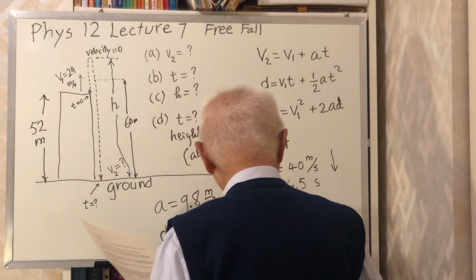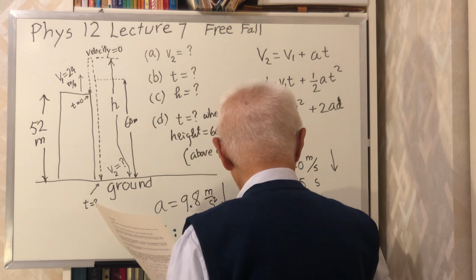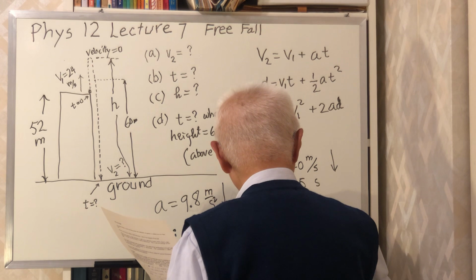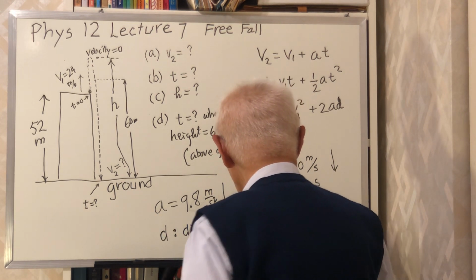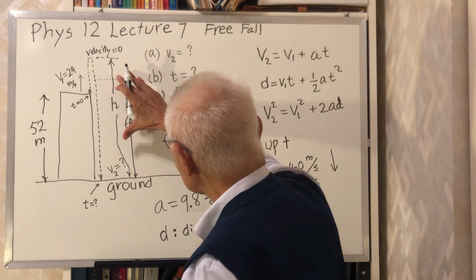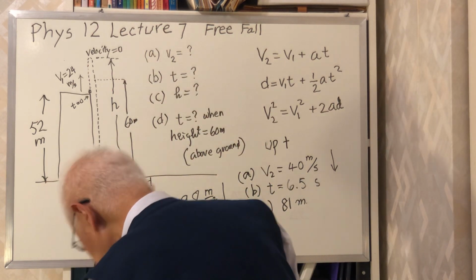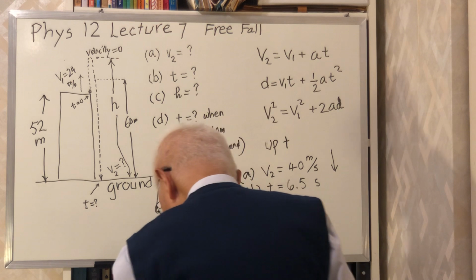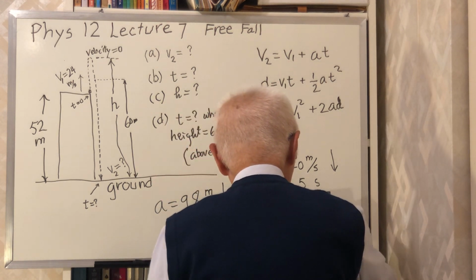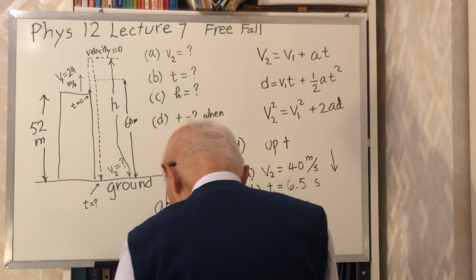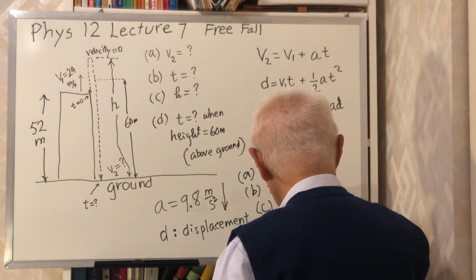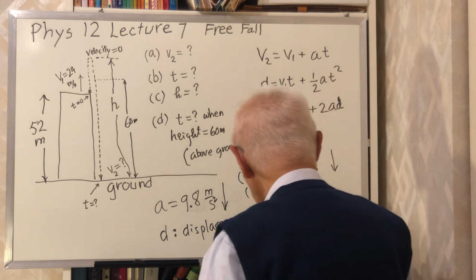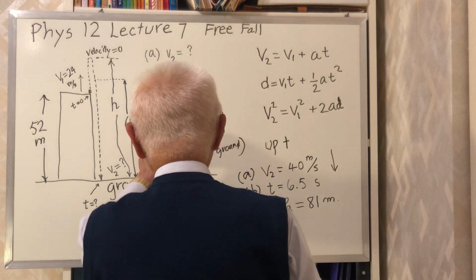Part C is 81 meters. See, this is 81 meters. This H. Okay, let me write H equals 81. The height H is 81 meters. Okay. Then we do D.